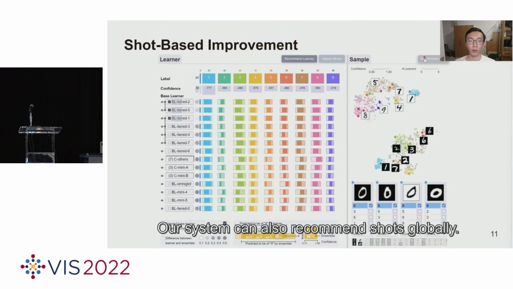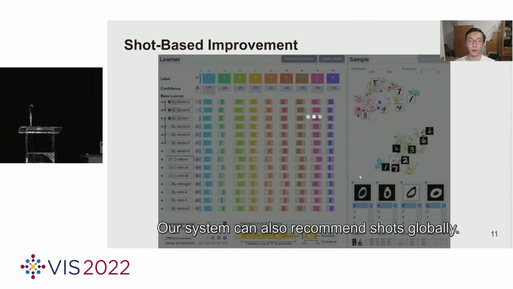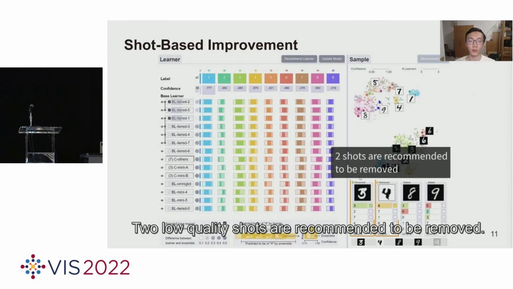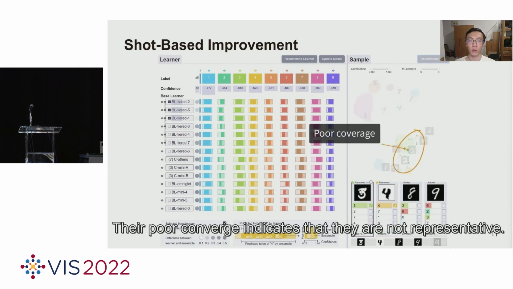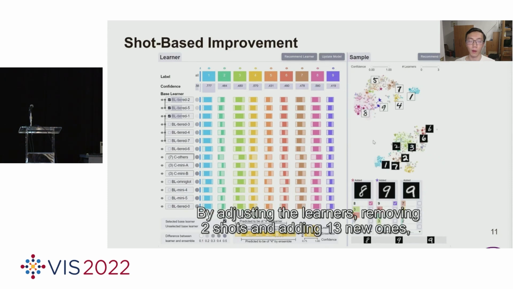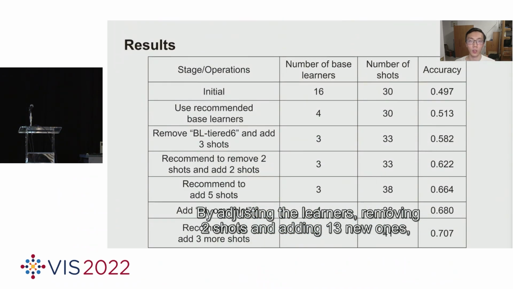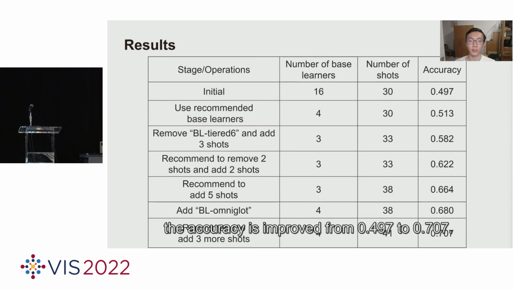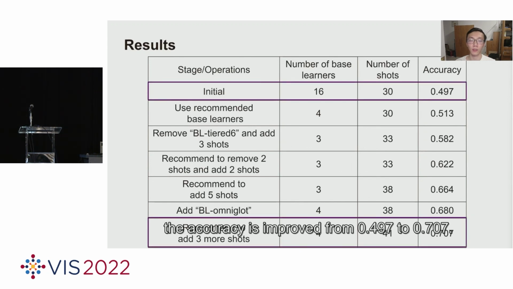Our system can also recommend shots globally. Two low-quality shots are recommended to be removed. Their poor coverage indicates they are not representative. Three samples are recommended as shots to be labeled. By adjusting the learners, removing 2 low-quality shots, and adding 13 new ones, the accuracy is improved from 0.497 to 0.707.